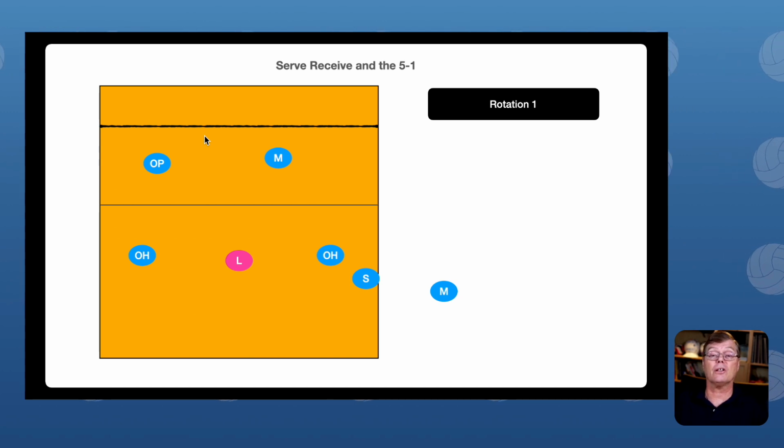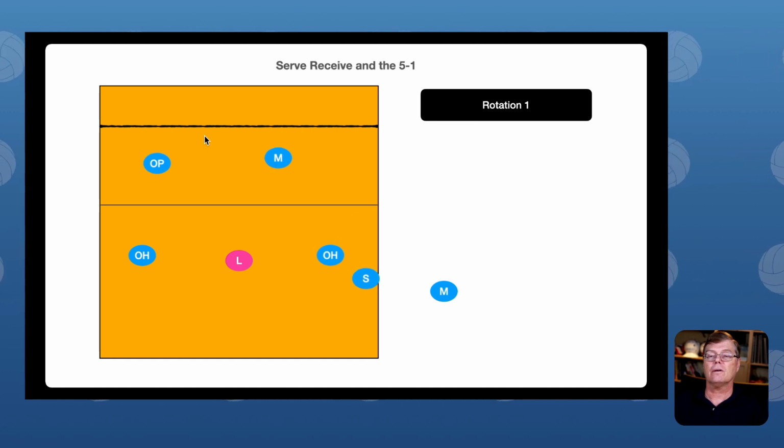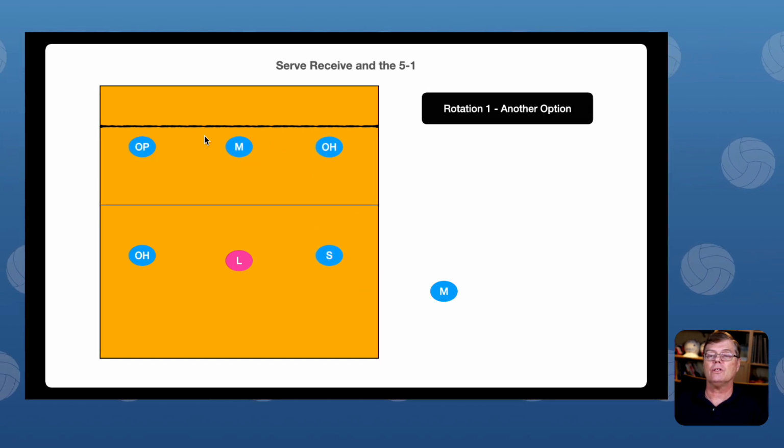And notice we're still in rotation. No one has gone past the other person to be out of rotation. Now, in this case, we're going to do that again. Once we do that, here's another option.